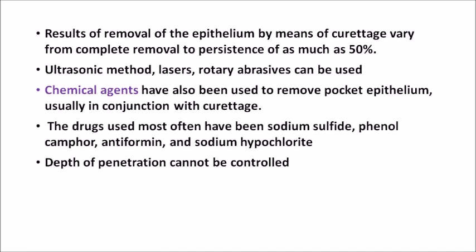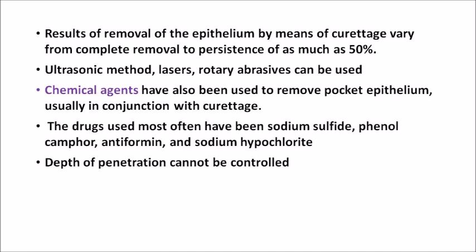So, by what all methods can we obtain this removal of the epithelial side? Ultrasonic method we can use, lasers can be used, rotary abrasives can be used. We also have chemical agents. Chemical agents can be used to remove the pocket epithelium in conjunction with curettage. Which are the agents? Most often sodium sulfide, phenol, camphor, antiformin and sodium hypochlorite were used.